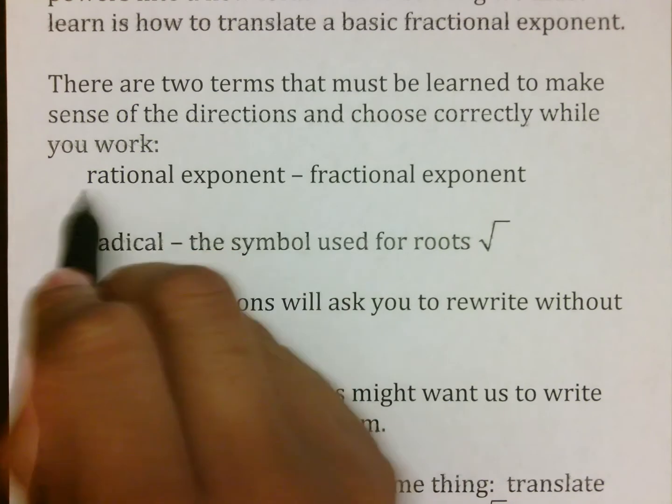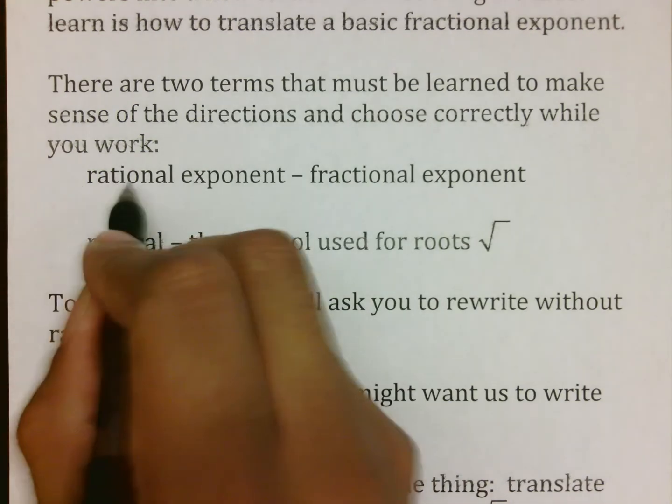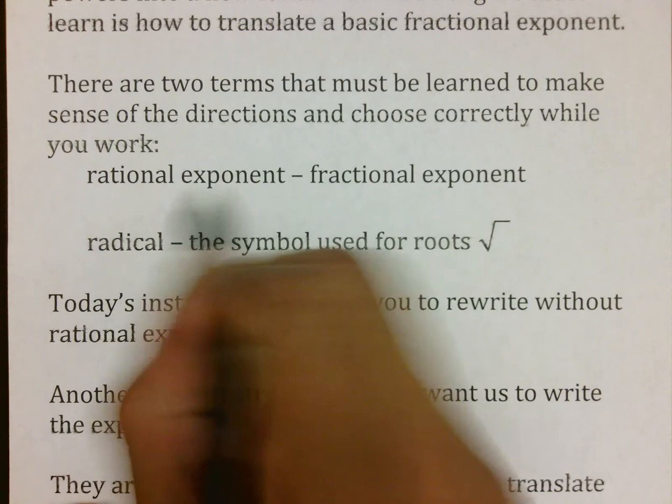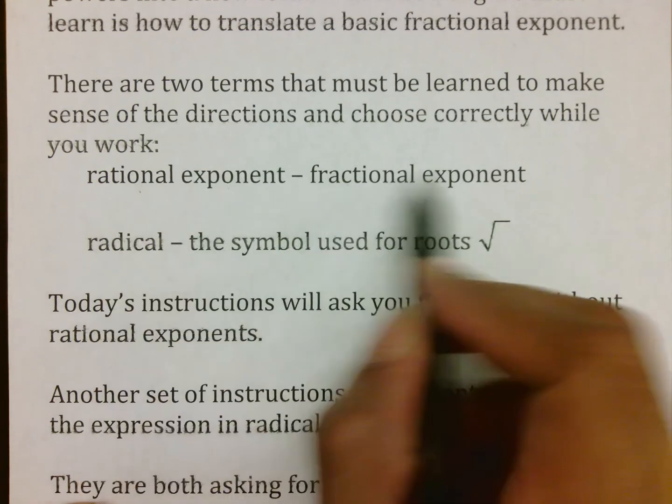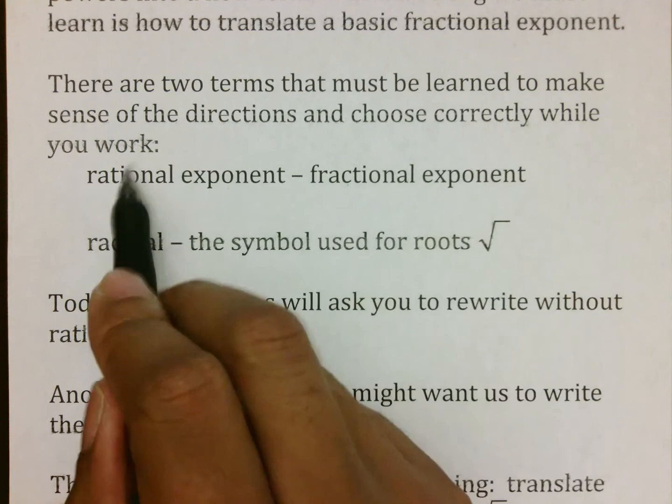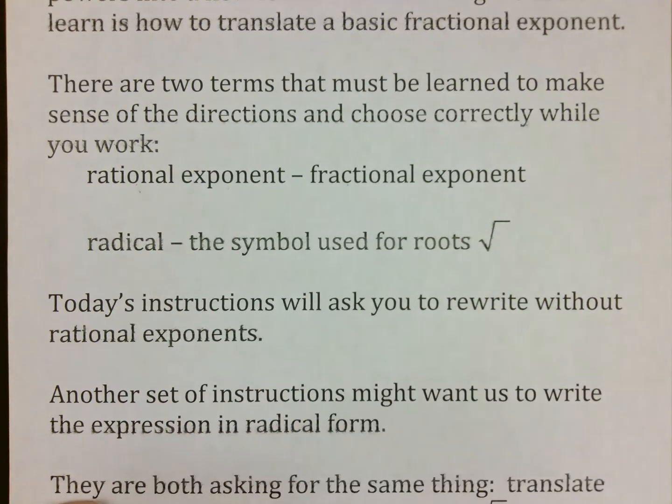Keep in mind that a rational number is a decimal, a fraction, anything like that. You know that the exponent is the small number. So when you see rational exponent, it pretty much means an exponent that's a fraction. Alright, so again, rational exponent is a fractional exponent.